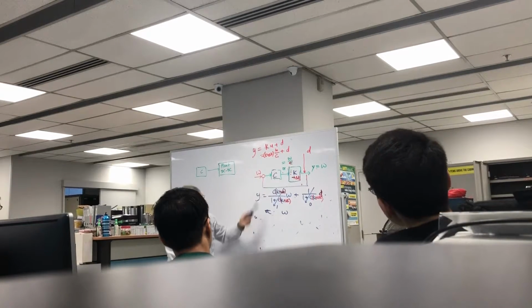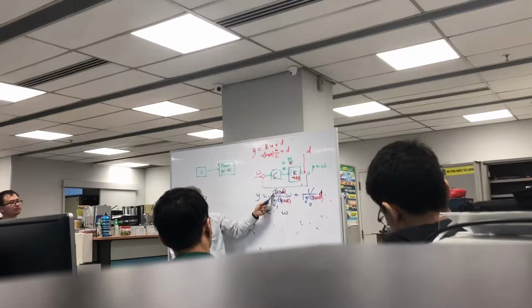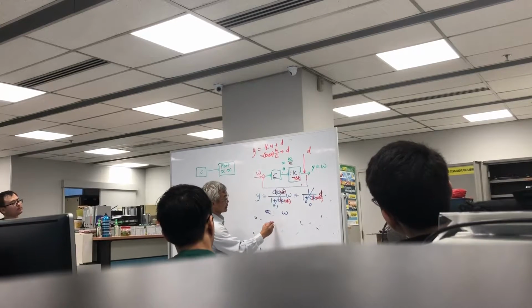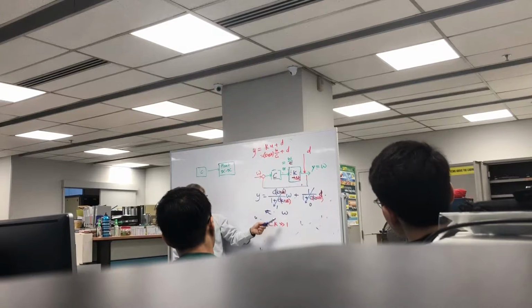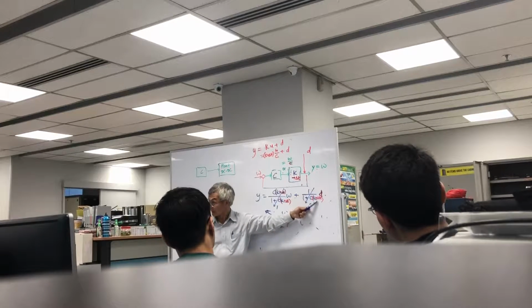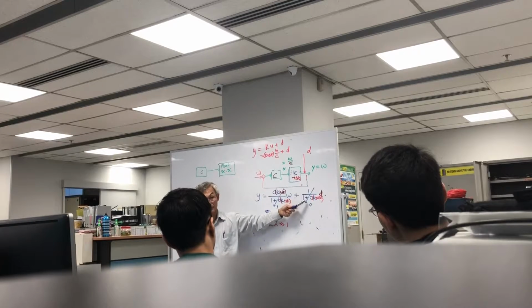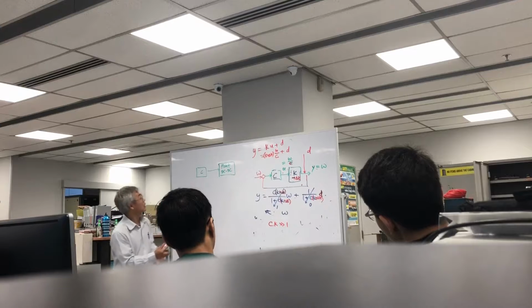Now here, you can choose c so that this is approximately equal to 1 by just saying c times k is very much greater than 1. This will be going to 0. So this is the purpose of feedback, to reduce the uncertainty.